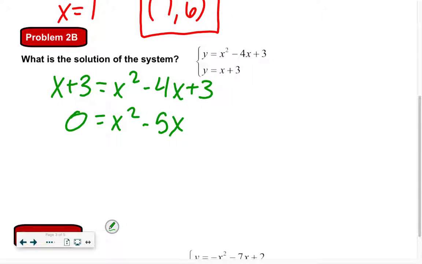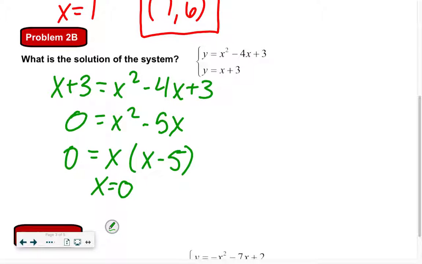Did I factor that easy? Can I pull something else they have in common, like x? If I pull out x, what's left? x minus 5. So that means my x values are what? x equals 0 and x equals 5.